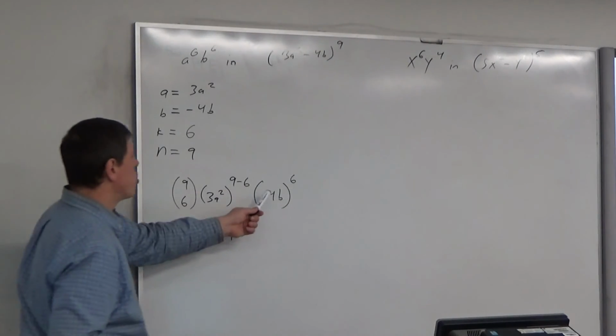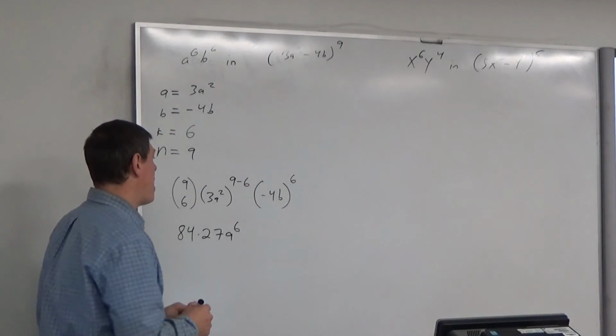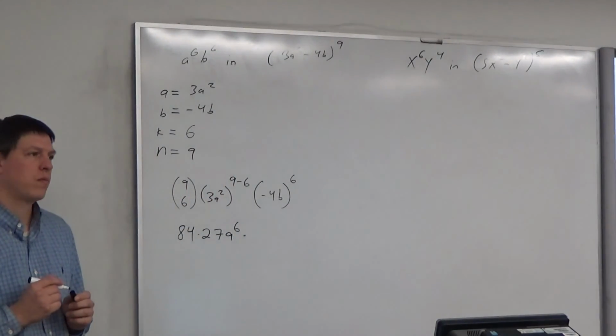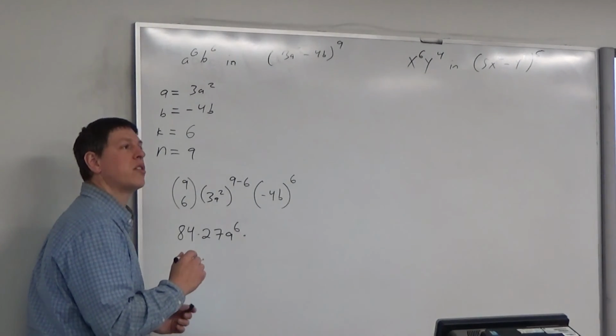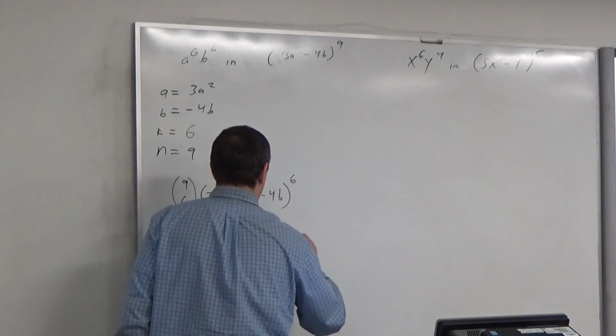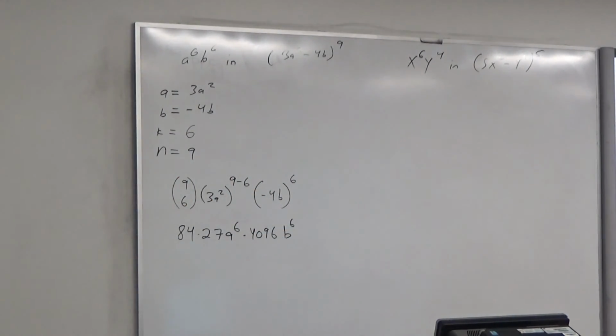And then we also need to figure out what 4 to the sixth power is. Well, negative 4, but it doesn't really matter since it's an even power. So did anyone figure out 4 to the sixth? 4096. Does that sound good, everybody? Okay. 4096. And then b to the sixth is b to the sixth. Okay? So now all we have to do is just use our calculators, multiply 84, 27, and 4096. We get some horrific number.